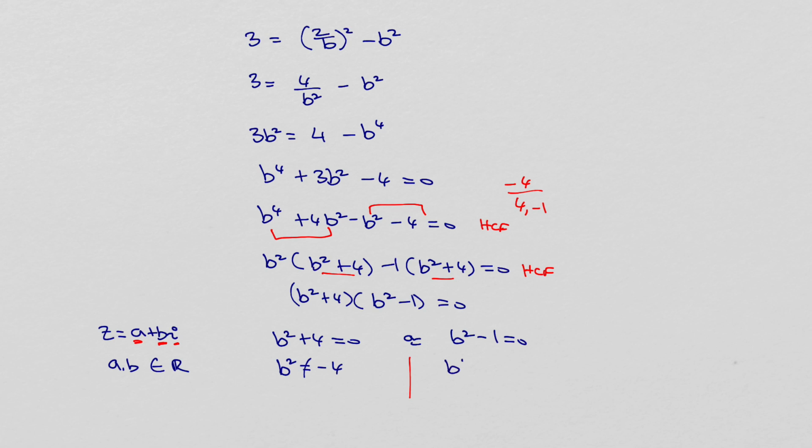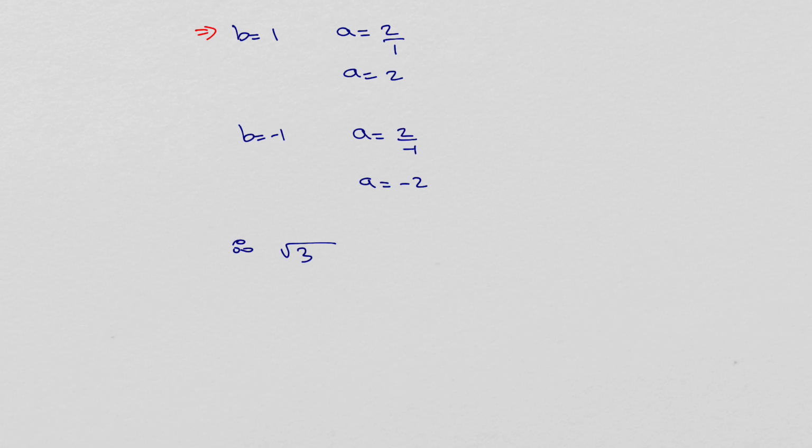And if I look at the second equation, well, I get b squared is equal to 1. And if I get the square root of 1, well, we have to remember that the answer is plus or minus 1. So if b is plus or minus 1 and a is equal to 2 over b, well then if b is 1, a is 2 divided by 1, in other words, a is 2. And when b is minus 1, well, that gives me a is equal to 2 divided by minus 1, so a is minus 2.